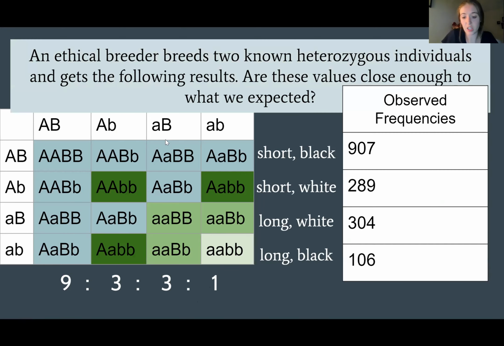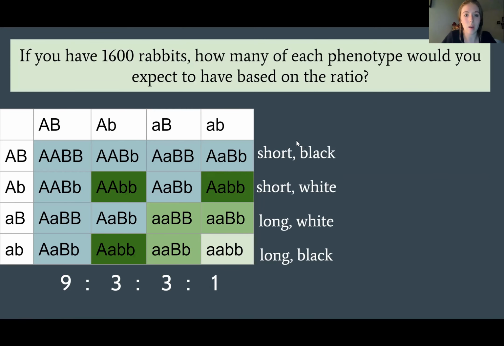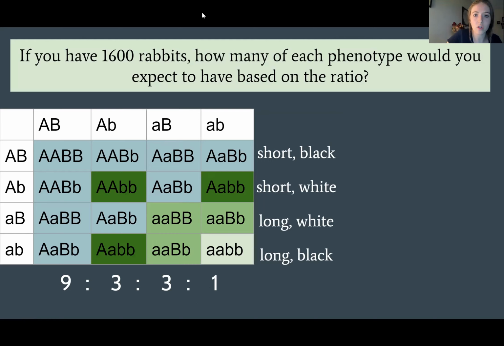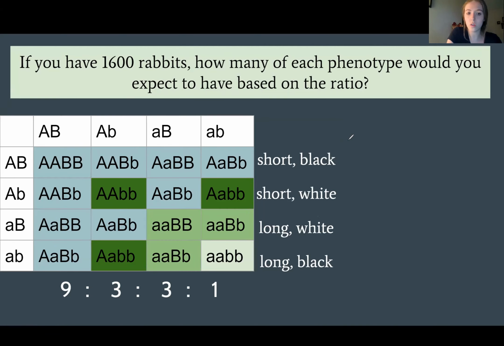If you have 1,600 rabbits, the expected ratio is going to be out of 16. Sorry. So how do you determine that? You're going to do it like this. You're going to take your total number of rabbits times whatever phenotypic ratio you would expect, which is 9 out of 16.